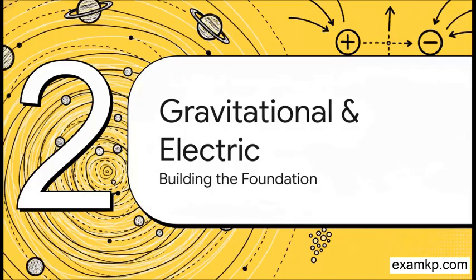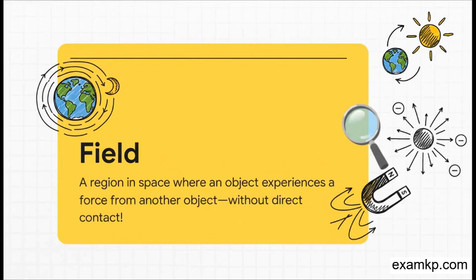Right then, let's start building our foundation. We are going to look at two fields you actually deal with every single day: gravitational and electric fields. Now, the definitions and especially the formulas here are absolutely crucial, so please pay close attention. So, what exactly is a field? Well, it's just a region in space, an area where an object can feel a force even without anything touching it. You can think of it as an invisible force zone. For example, the sun is pulling on the earth right now through its massive gravitational field. There is no rope connecting them.